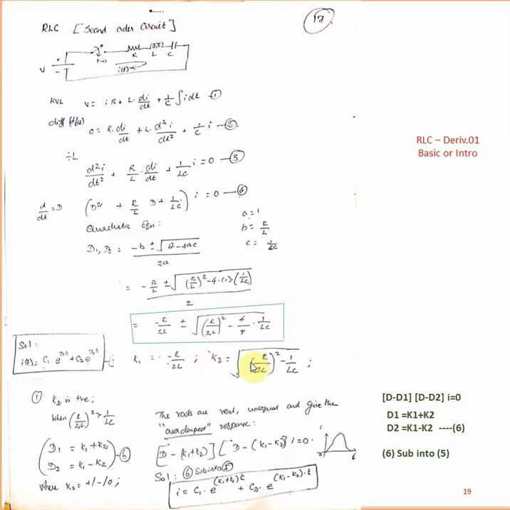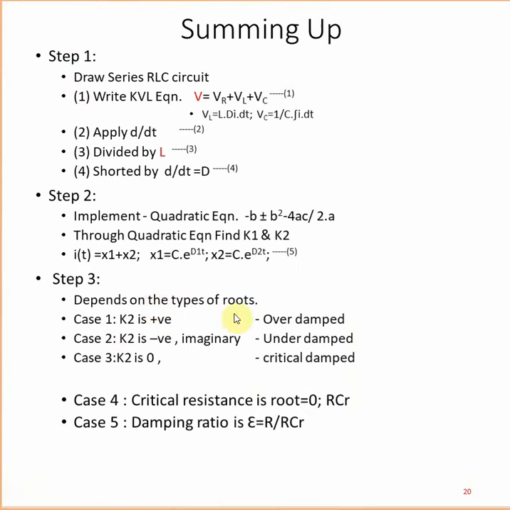Then next, these are called roots. This answer is coming, or not? The name is called roots. Depending on the types of the roots, k2 may be positive or k2 may be negative, or k2 is equal to 0. You are going to substitute it, and you will find out the overdamped, underdamped, and critically damped cases. One more question they will ask you here: the possibilities.